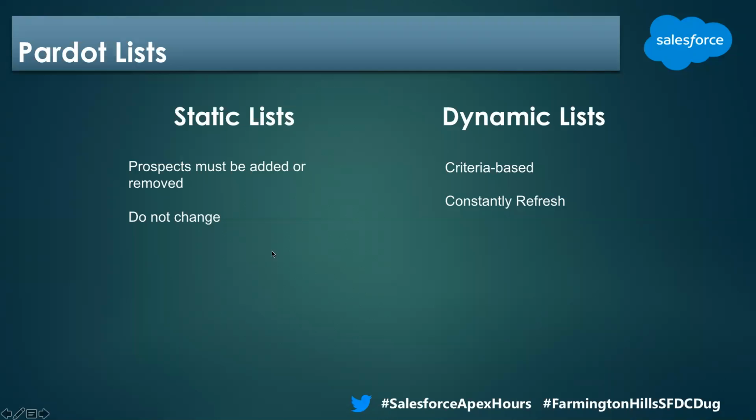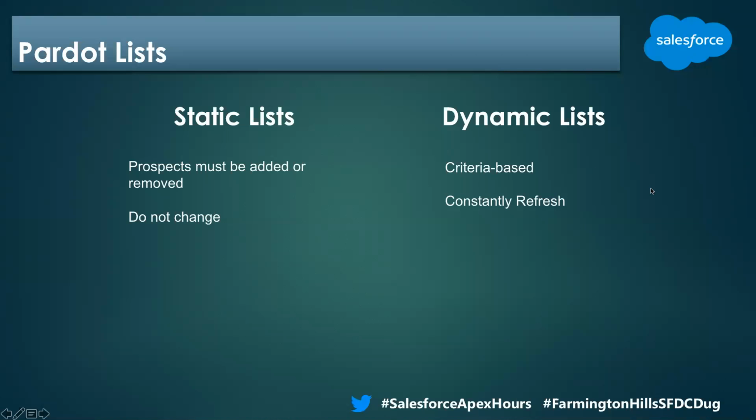It's important to understand that there are two main types of lists. We've got static lists and dynamic lists. So static lists, the prospects must be added or removed, but once they're in there, unless you do something to remove them, they will not change. They will stay in that list. So functioning in a similar way to a campaign in Salesforce that you might have set up as a list.